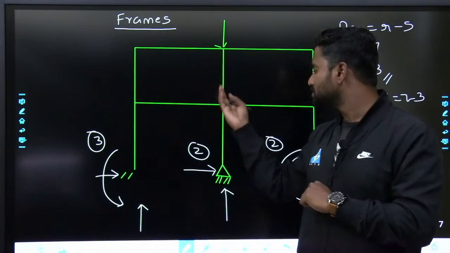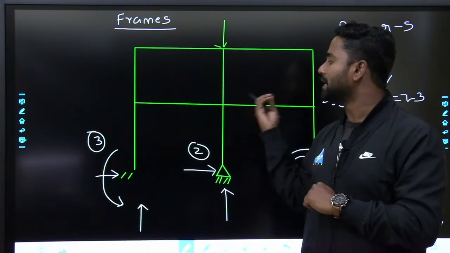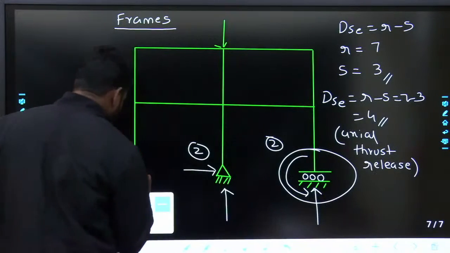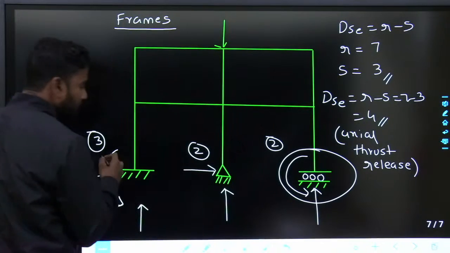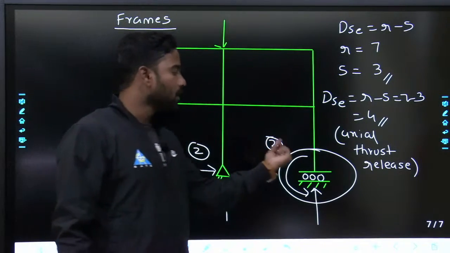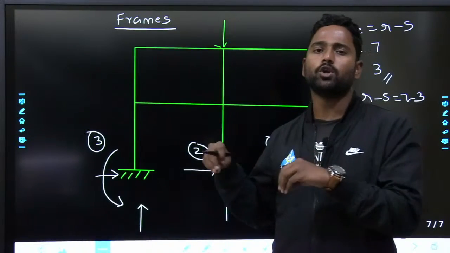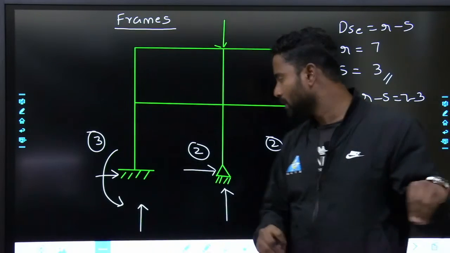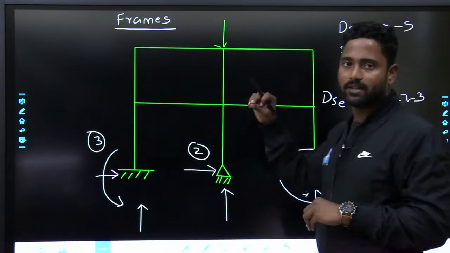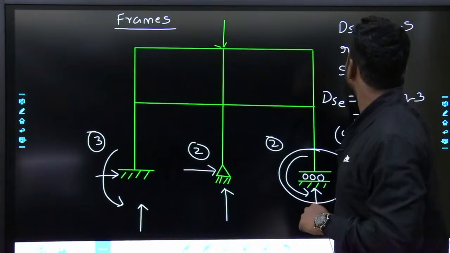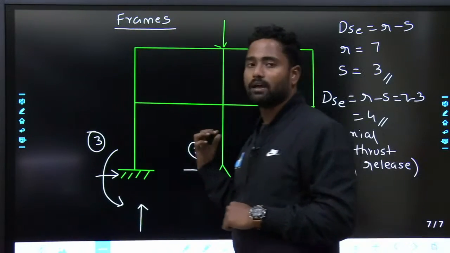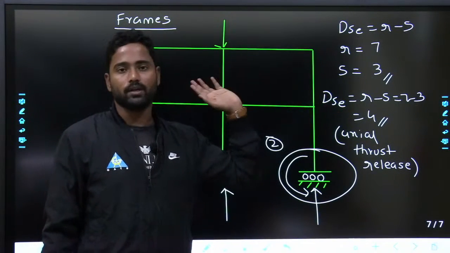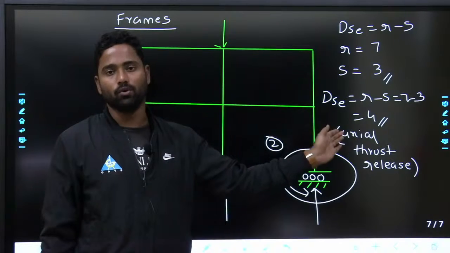Fine. So if you see the frames, this is the frame, and DSE is the same, the concept is the same, R minus S, number of reactions. This is fixed support, 3 reactions, hinge support, 2 reactions, roller support, 2 reactions. I am discussing only 2D frames here. 3D frames I will discuss later, while discussing the problems. So 2D frames or 2D structures, everything is 2-dimensional only. So R is equal to 7, S is equal to 3, so it is statically externally indeterminate to the 4th degree. Fine. So external indeterminacy is 4.